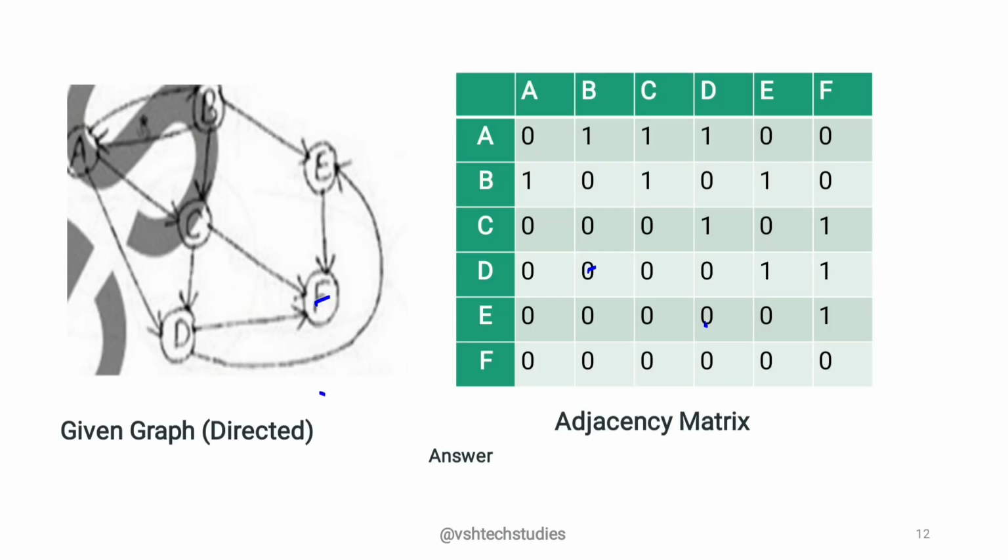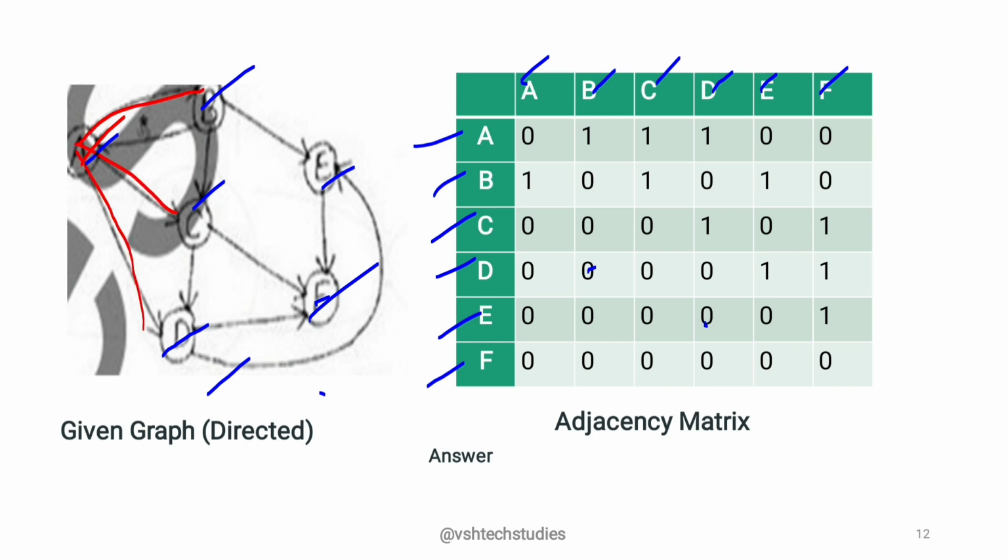Taking the given graph, A, B, C, D, E, F are the vertices. Row wise A, B, C, D, E, F and column wise A, B, C, D, E, F are written first. Next, for vertex A, there is an arrowed line from A to B, A to C, and A to D. Three arrowed lines, A to B, A to C, A to D. Only there 1 is filled, and in the remaining places 0 is filled.